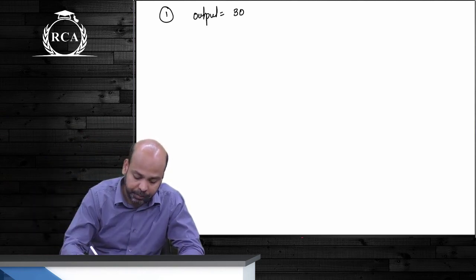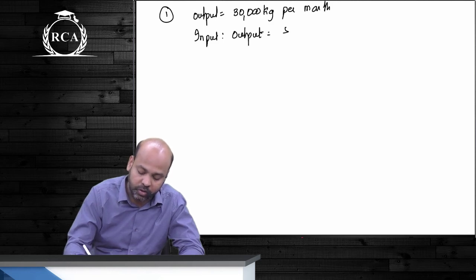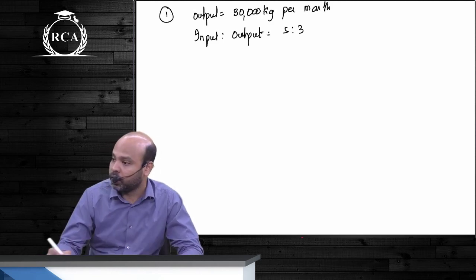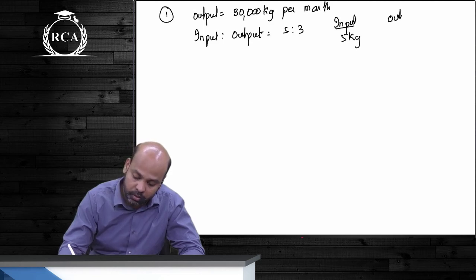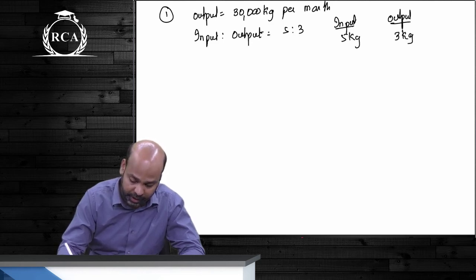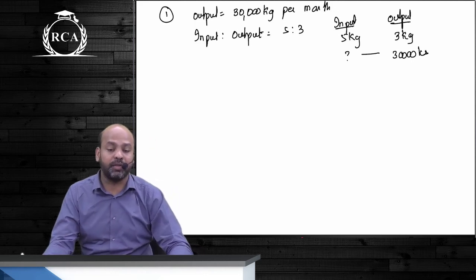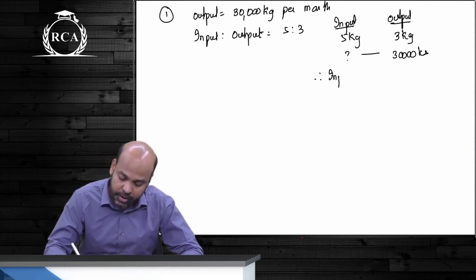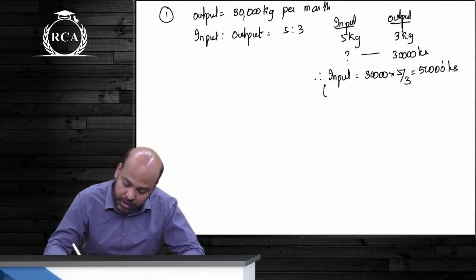How much is the output, guys? 30,000 kgs per month. Correct? What is your input output ratio? Our input output ratio, guys, is 5:3. That means if your input is 5 kgs, your output is going to be 3 kgs. But what is the output that we need? 30,000 kgs. So for an output of 30,000 kgs, what will be the input? Therefore our input is going to be 30,000 multiplied by 5 by 3. That is going to be 50,000 kgs. Do not forget, this is per month.